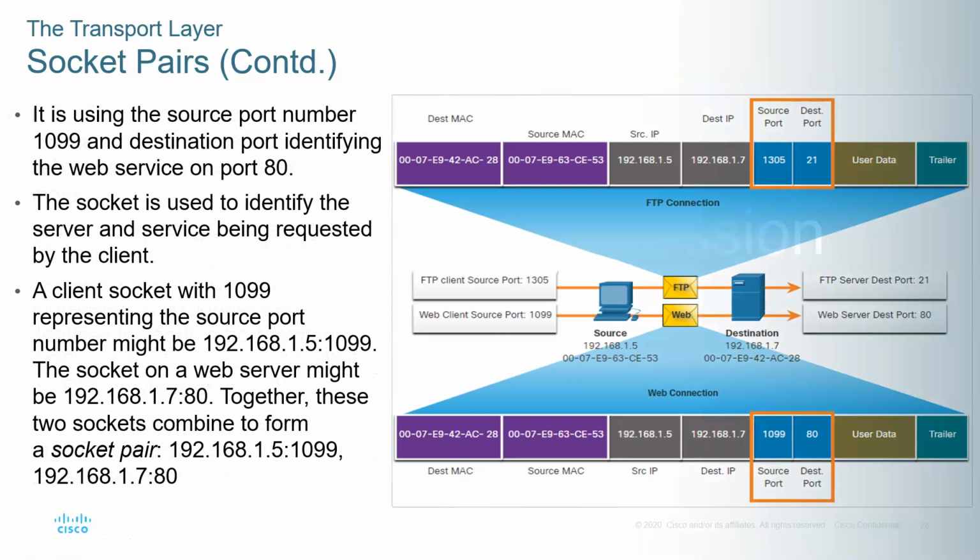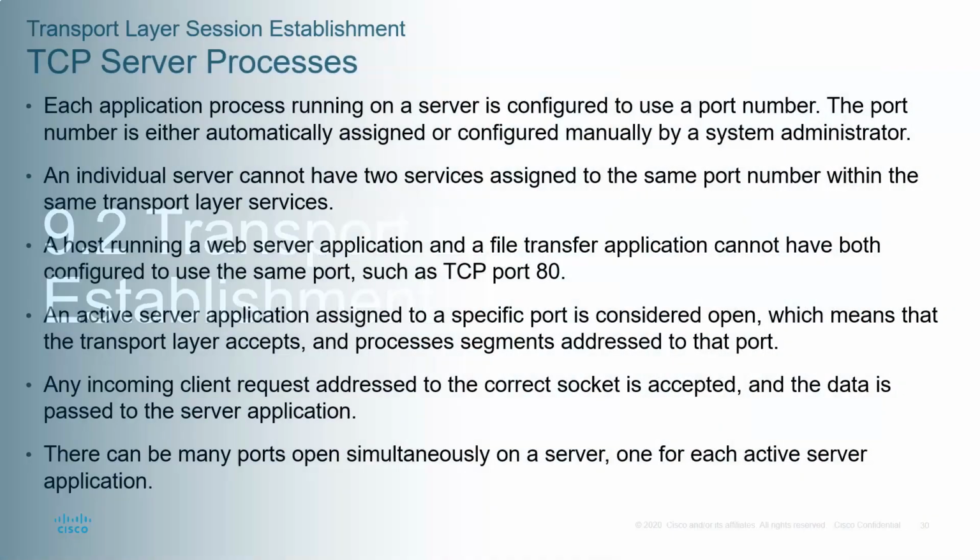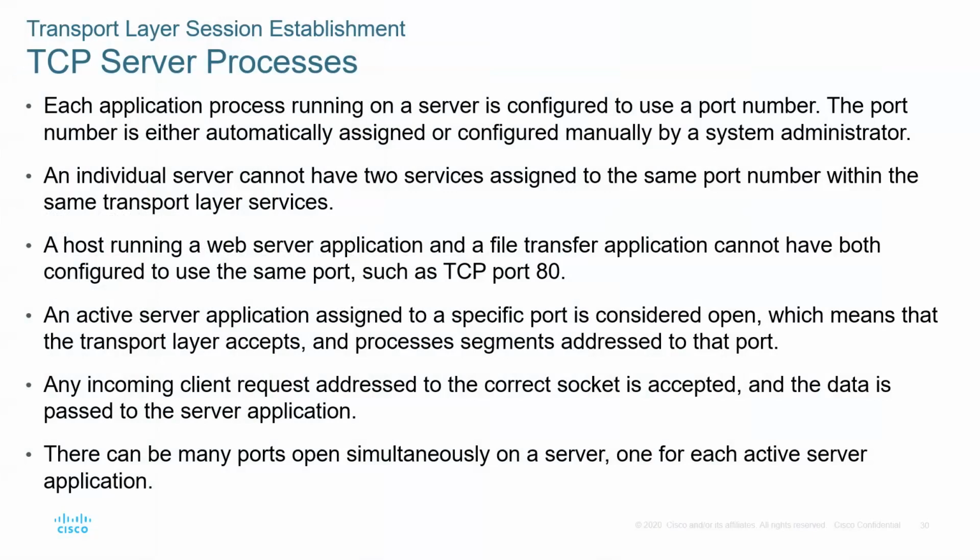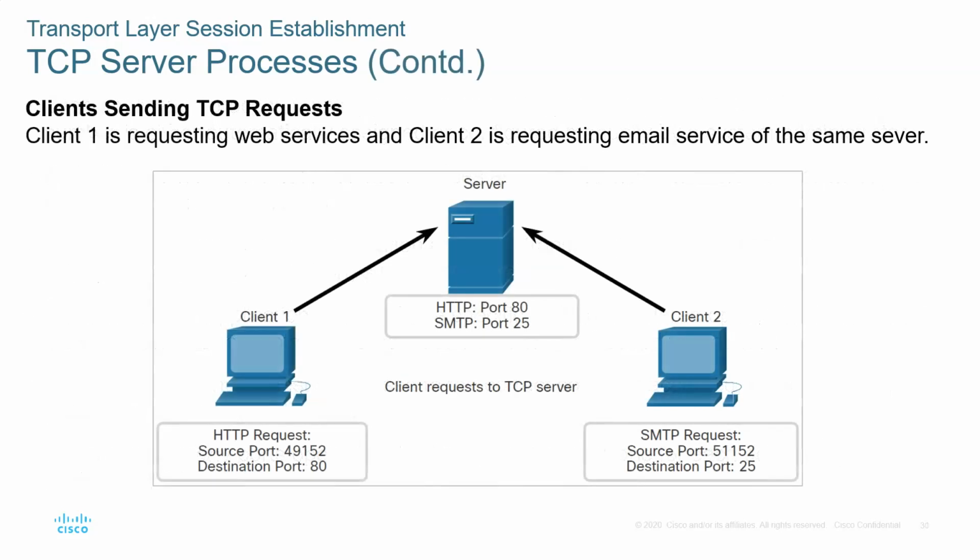Okay, so that's that. Now let's look at the session establishment. Each application running on the server is configured with a port number. So let's talk about these port numbers. Let's say this server is running HTTP, a web server, and it also takes data for SMTP, the Simple Mail Transfer Protocol. So if this guy wants to send out email, he's going to send port number 25 on his data. If this guy wants to access the web page, he's going to put port 80.